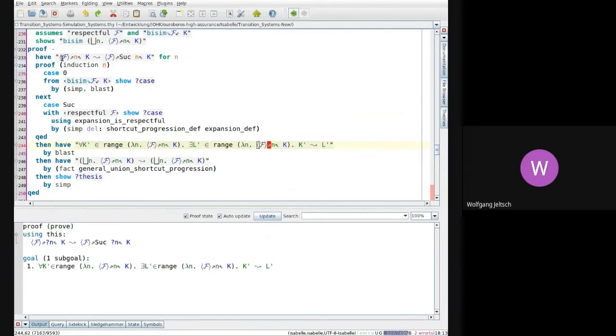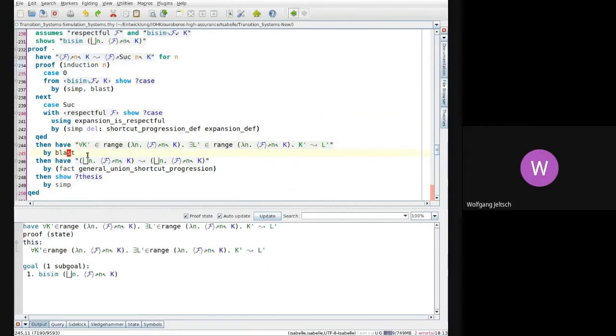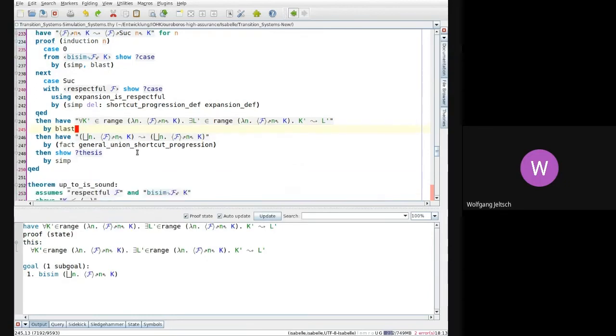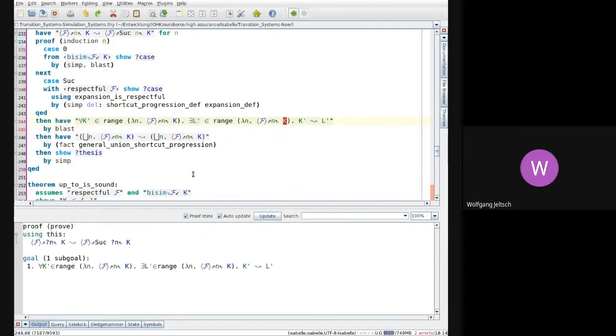Now, of course, this follows from that. And blast, the classical reasoner, can find this out. But the good thing is that if you have established this, not caring about this successor or whatever, just some n here, then from this we can conclude that the union of all these expansion f to the power of n progresses to the union of expansion f to the power of n applied to k. Here we have k. So it progresses to itself. And this follows from this general union shortcut progression fact.